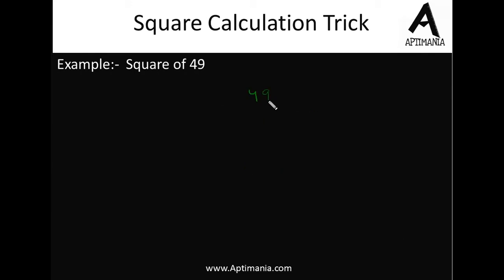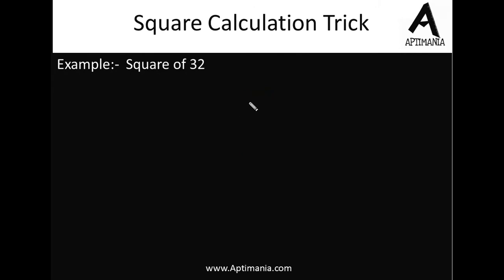Square of 49. So this is a very simple case. The difference of this number from 50 is 1 and 1 square is 1. But we'll write it as 01. Right? And from 49, we'll subtract 1. That will make it 48 and we'll divide it by 2. The answer is 2401. The square of 49 is 2401.